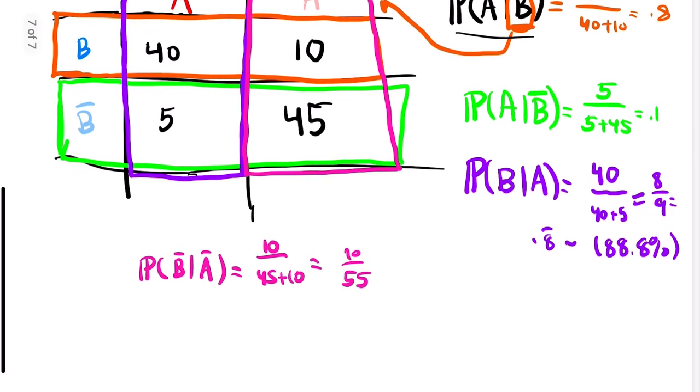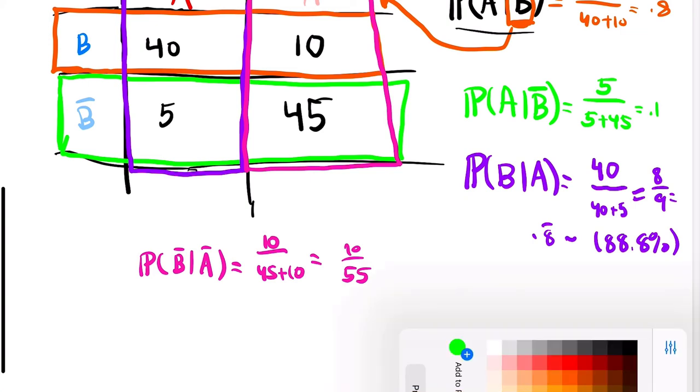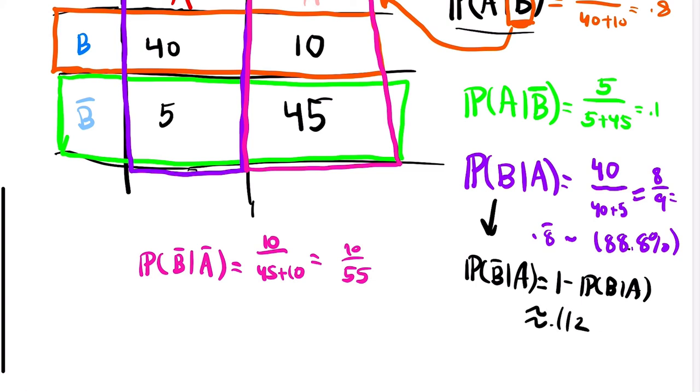Let's go back to black just so that it's neutral. That way I don't confuse you. Here you can also ask the other question, what's the probability that you're a child, given that you like Brussels sprouts? Well, this is just going to be 1 minus the probability that you're an adult, given that you like Brussels sprouts. And so that will be approximately 0.112, or 11.2%.